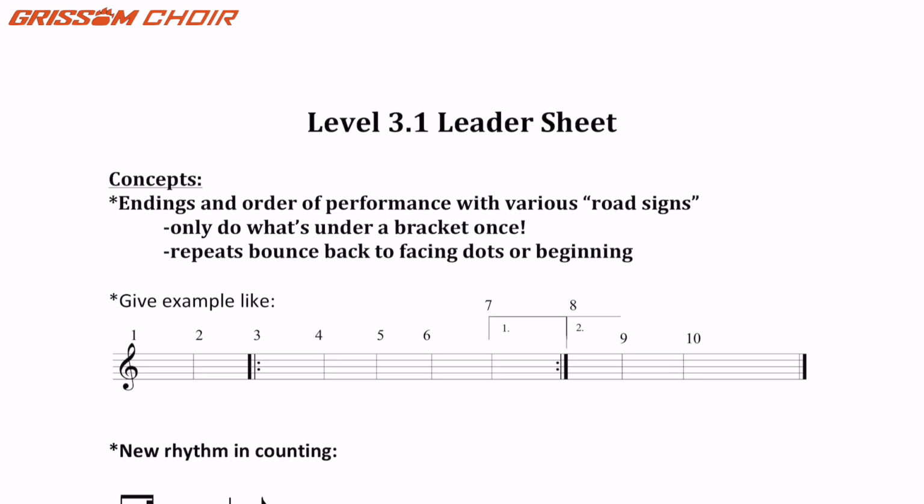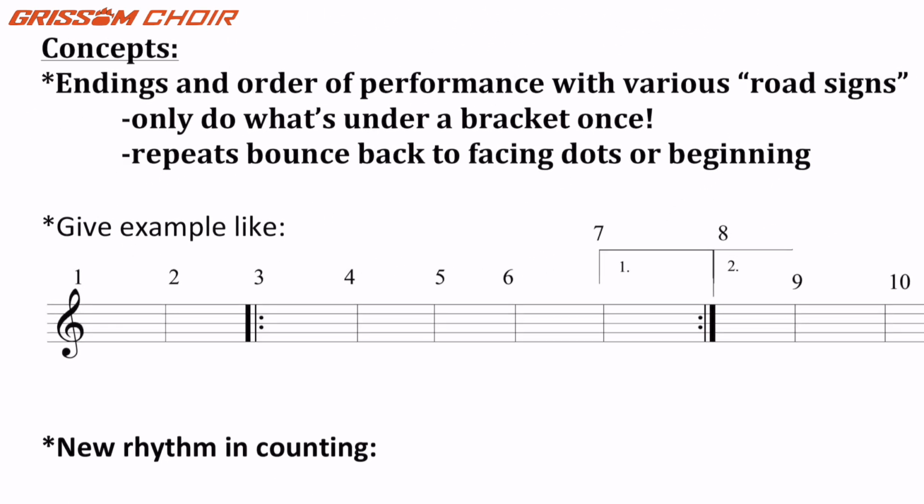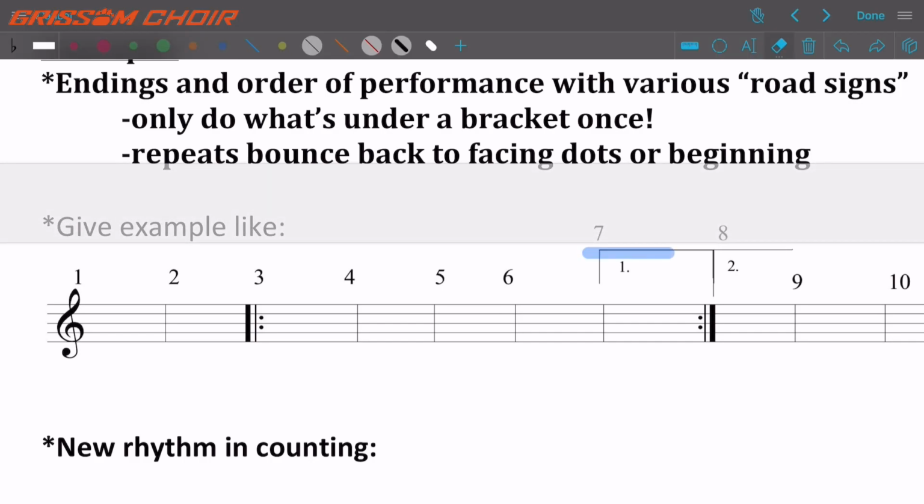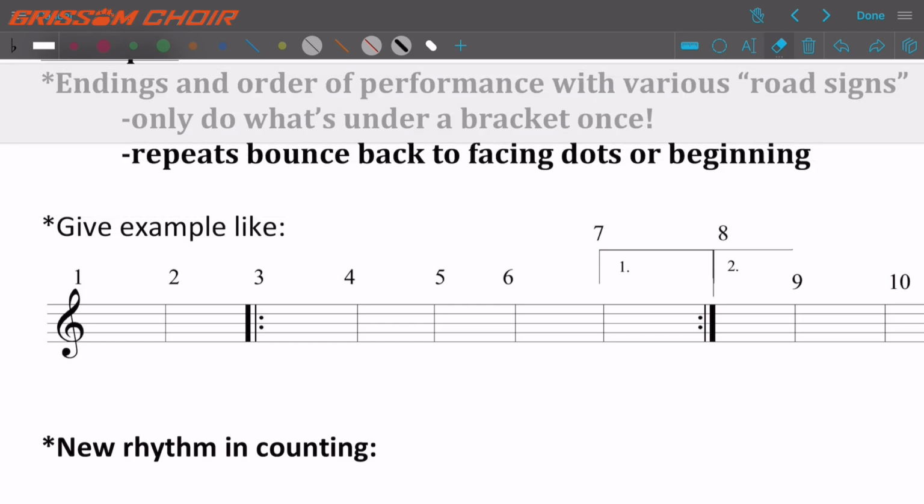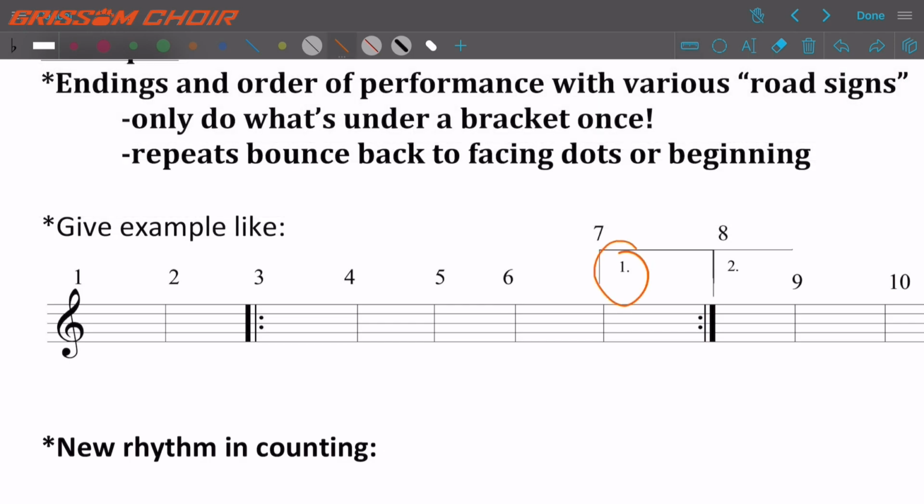First concept in 3.1 is our first and second endings. So the endings and the order of performance with various road signs. Let's take a look at this example. There is a bracket with a 1 underneath it, as well as a bracket with a 2 underneath it. That is what we call our first and second ending. We only do what is underneath the first bracket one time.